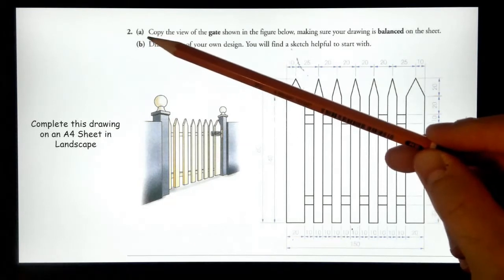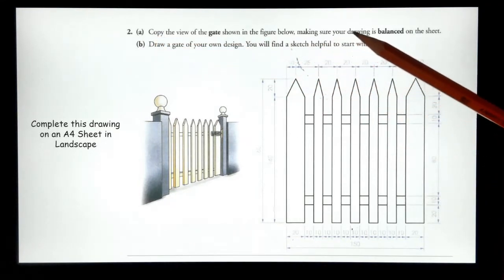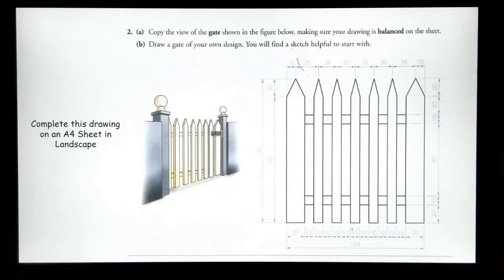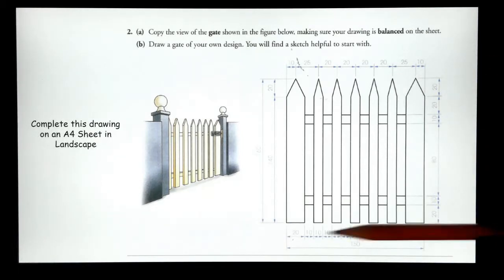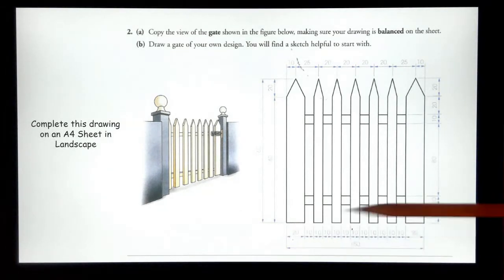Always starting off reading the question, it says, question 2a, we're not going to do part 2b, but part 2a it says, copy the view of the gate shown in the figure below, making sure your drawing is balanced on the sheet. So first of all, when I am reproducing a 2D drawing, what we're really testing here is our neatness and our accuracy. So I'm going to first of all look at the overall measurements of the gate, the overall length and the overall height.